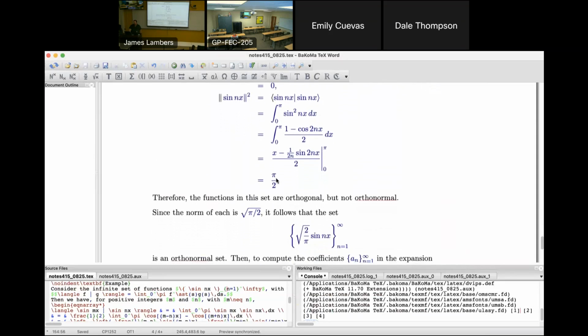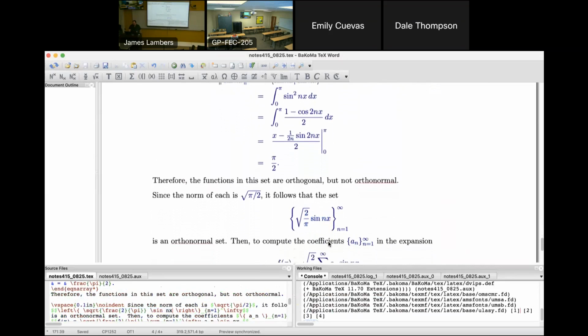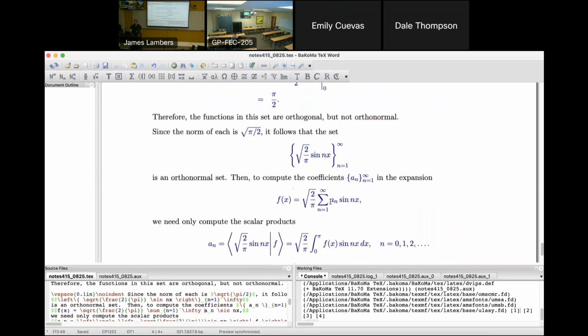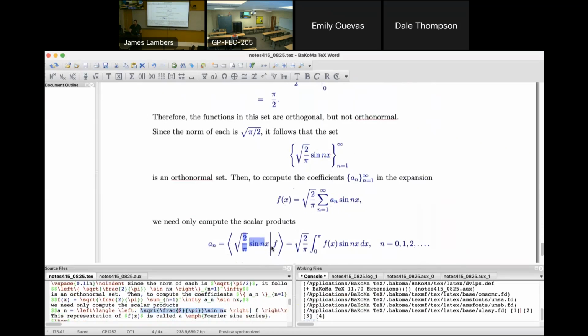Now we know how to normalize our orthogonal basis functions to get an orthonormal basis. If I divide by the square root of this, I get these functions. These are orthonormal. All I'm doing is scaling them the way that I need to. Now I have a function f of x, and I want to expand it in this orthonormal basis. I want these coefficients an. All I have to do is take the scalar product of each of my orthonormal basis functions with f. And then I have my coefficients, because they're already normalized.